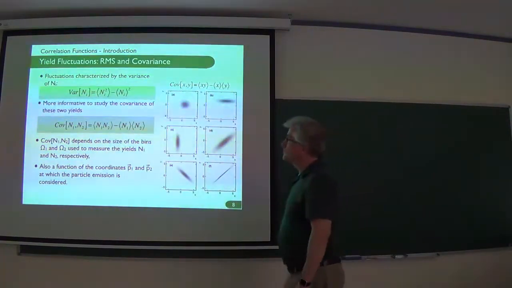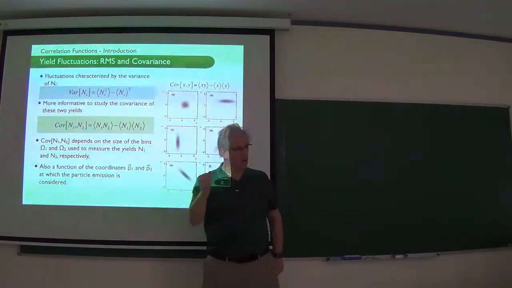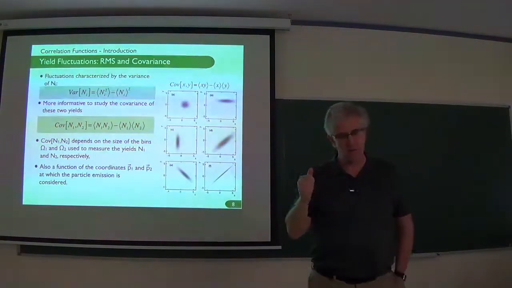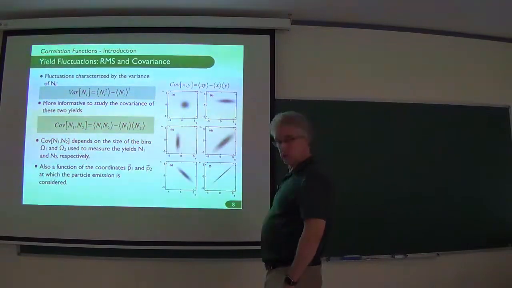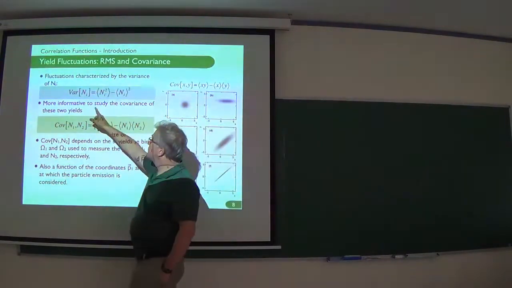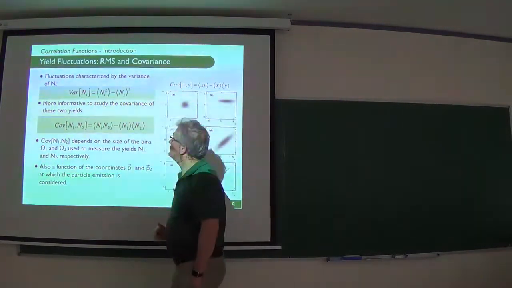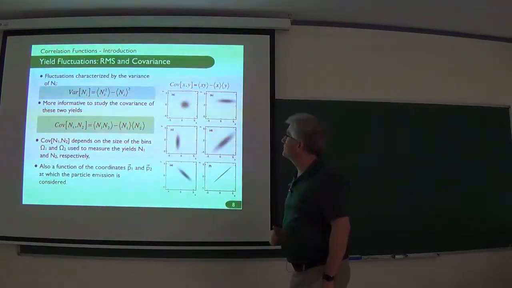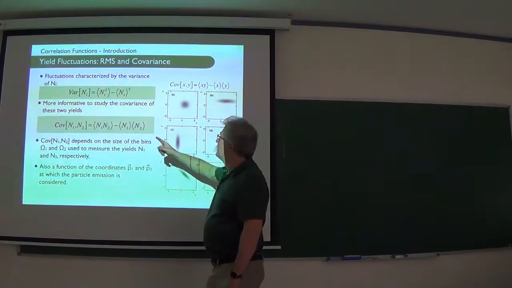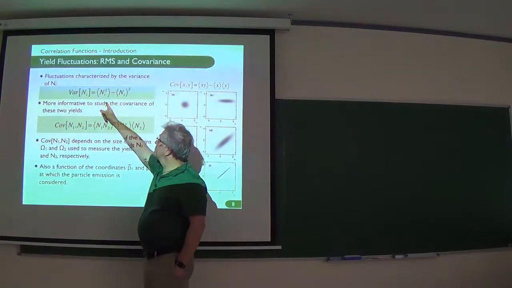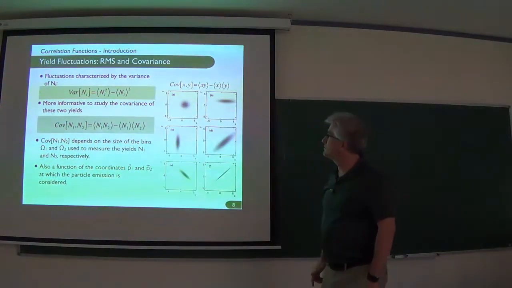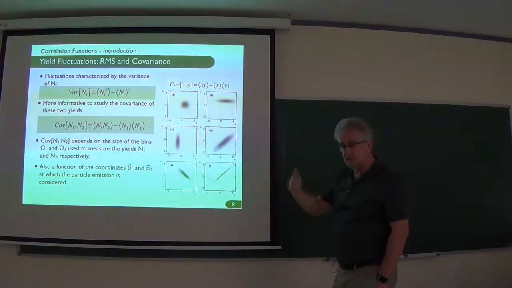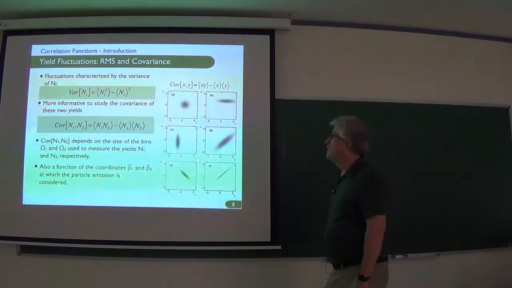Of course, I could also look at how I could try to characterize how the number of particles in each of these solid angles is fluctuating. So I would calculate the variance of that number in the given solid angle, and that's the average of the second moment minus the square of the first moment. So that's certainly one thing one can do, how much it fluctuates in a given solid angle.